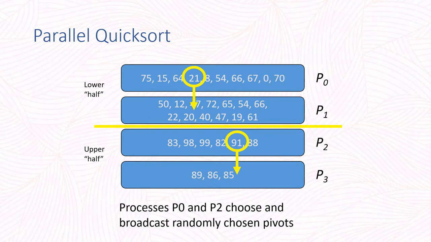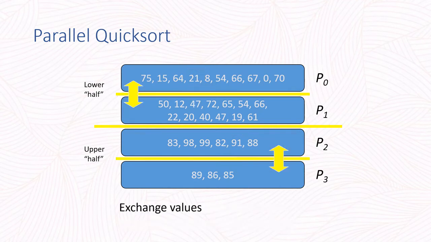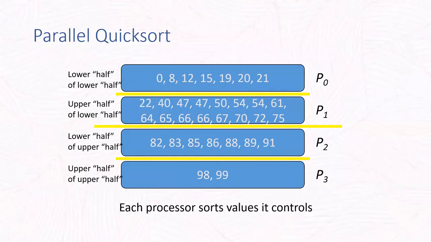Now P0 chooses a pivot and broadcasts to P1. Similarly, P2 chooses a pivot element and broadcasts to P3. Now, P0 is having a low list and a high list. Exactly, P1 will be having a low list and a high list. P0 will be transferring its high list to P1 and P1 will be transferring its low list to P0. The same thing happens with P2 and P3.